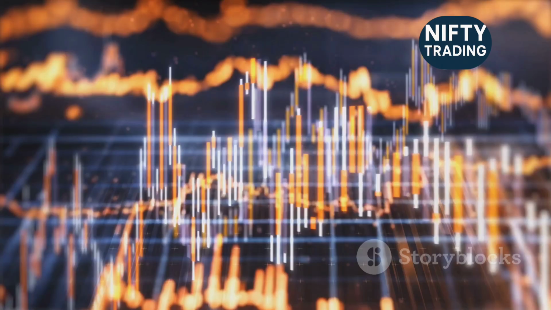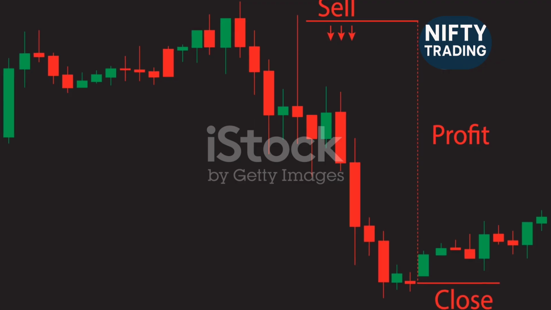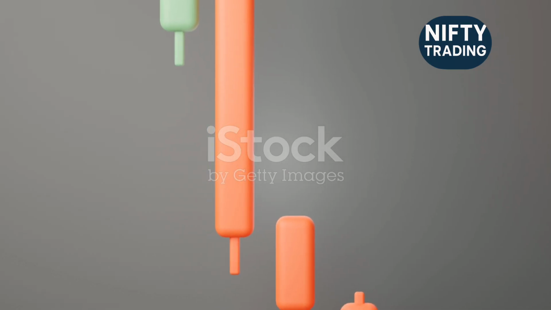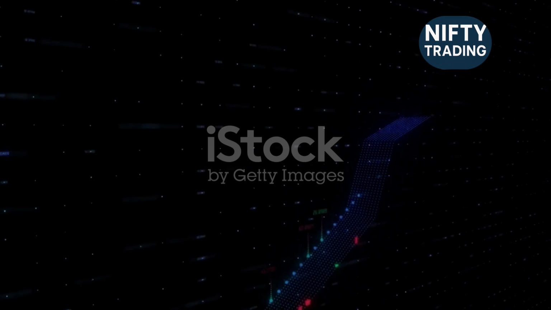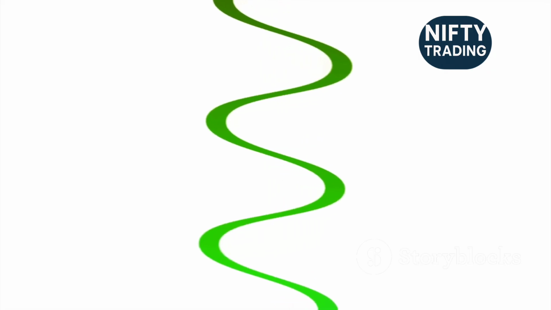3 candle patterns are the market's loudest announcements. The morning star. After a downtrend, a long red candle, then a small candle, then a strong green candle. This signals a powerful bullish reversal. The evening star. After an uptrend, a long green candle, then a small candle, then a strong red candle.